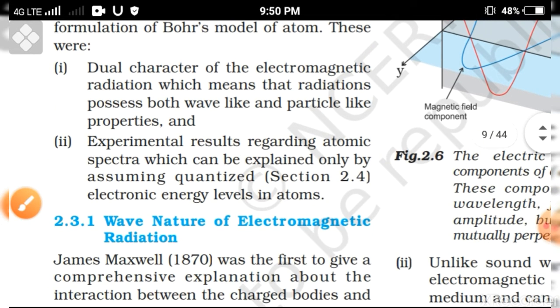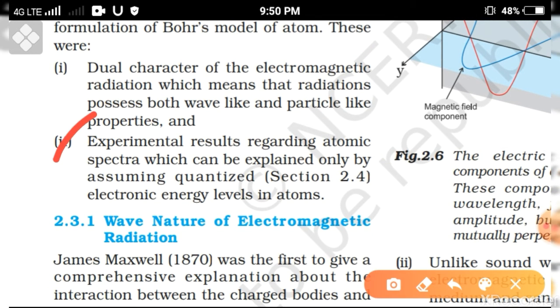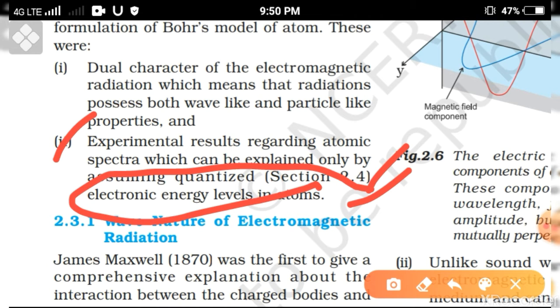Second, the experimental results regarding atomic spectra, which can be explained only by assuming quantized electronic energy levels in atoms. Quantized means fixed. So these are the two explanations given by Niels Bohr, which are the improvement over the model given by Rutherford.